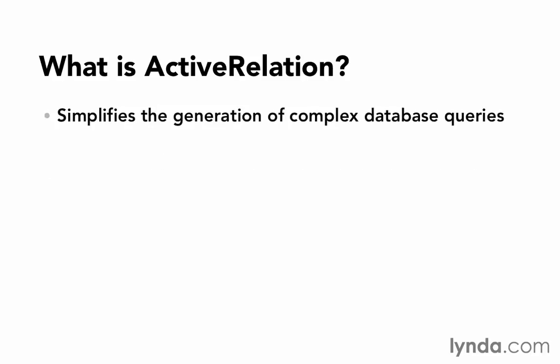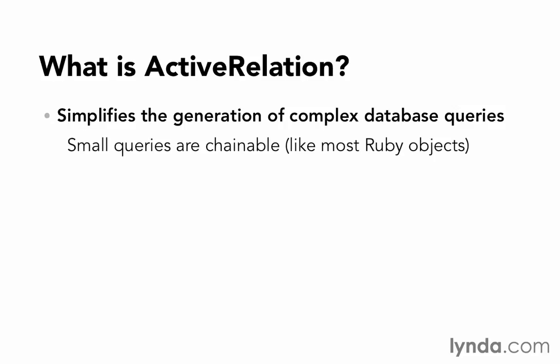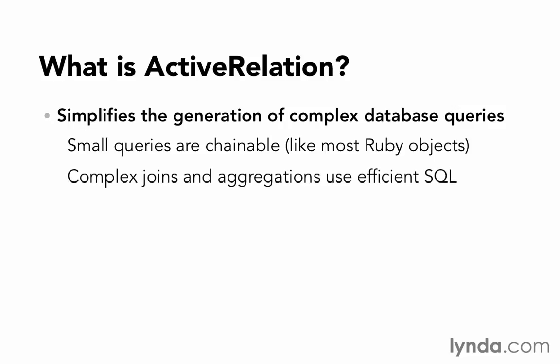Active relation simplifies the generation of complex database queries. It allows us to write small queries which can be chained one after another, like most Ruby objects. It takes care of handling complex joins and aggregation and uses efficient SQL to do it. It also manages the timing of when queries are executed. Queries don't execute until we actually need them.